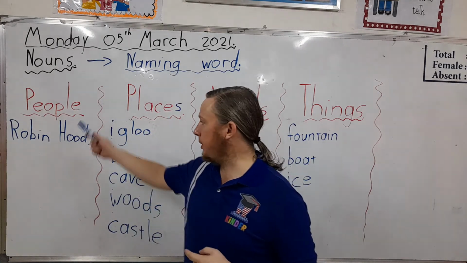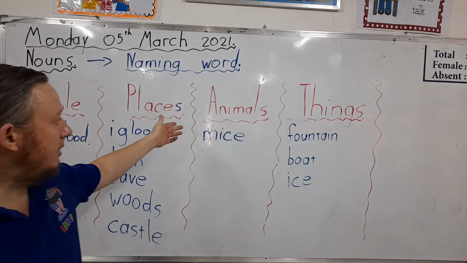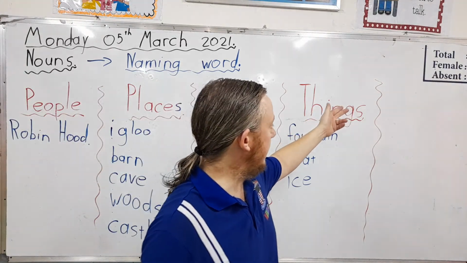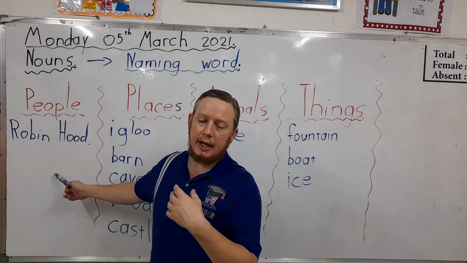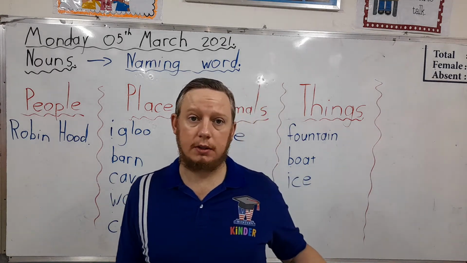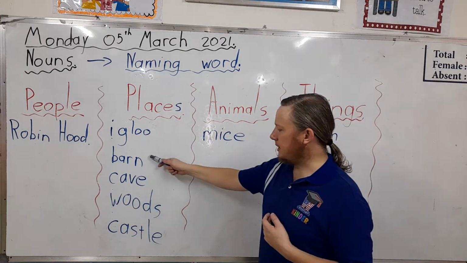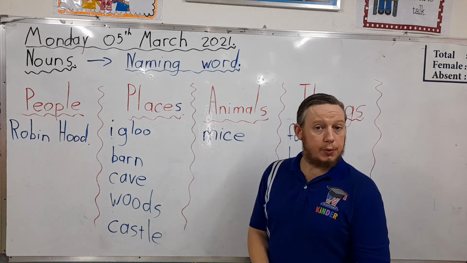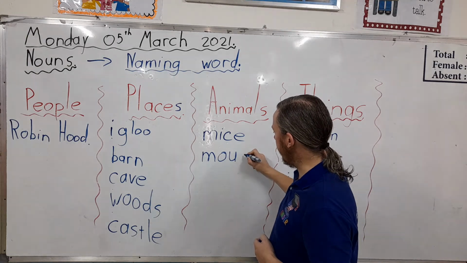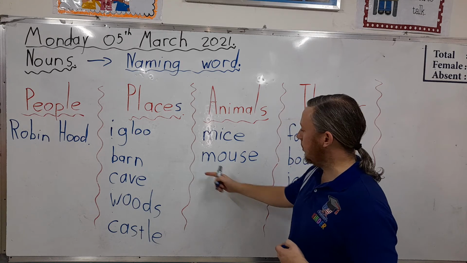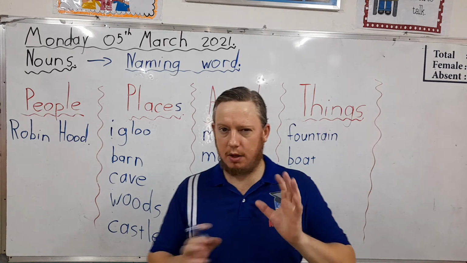So remember, one person, many people. One place, many places. One animal, many animals. One thing, many things. Every single noun, boys and girls, except really for names, we'll be able to change into plurals, just like we did last week by adding s. Igloos, barns, caves. As we get deeper into English, we'll learn that some words will actually change when we go from singular to plural. One mouse, many mice. But that's not really our worry for today.